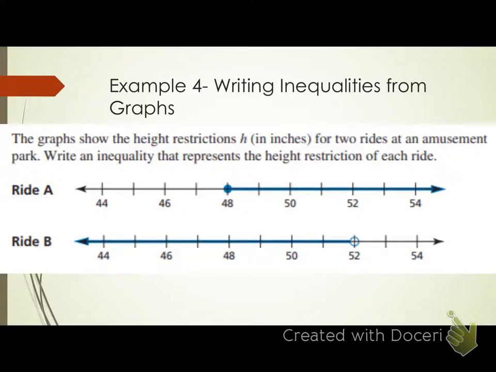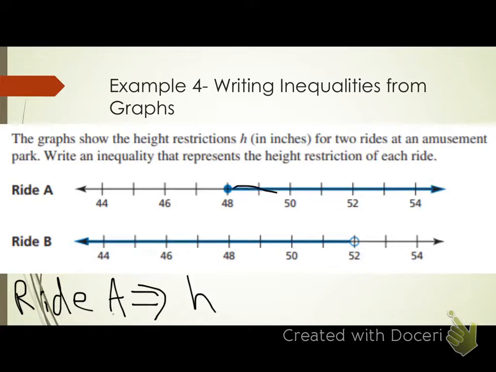Example 4, writing inequalities from graphs. So here's our example 4. The graphs show the height restrictions h in inches for 2 rides at an amusement park. Write an inequality that represents the height restriction of each ride. So I'm using an inequality to represent all my restrictions on ride A and ride B, and we're using the variable h. So let's do ride A first. Ride A, using h.